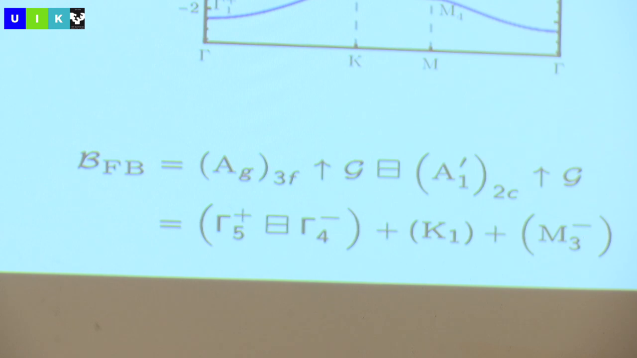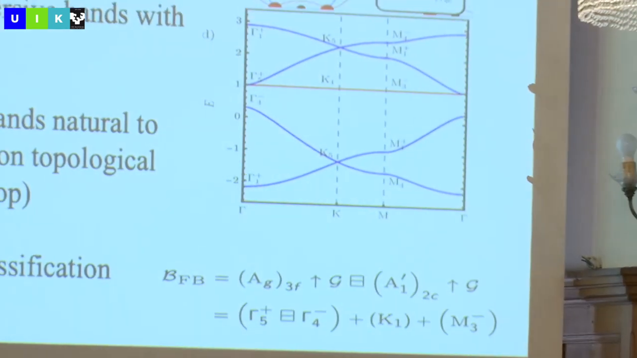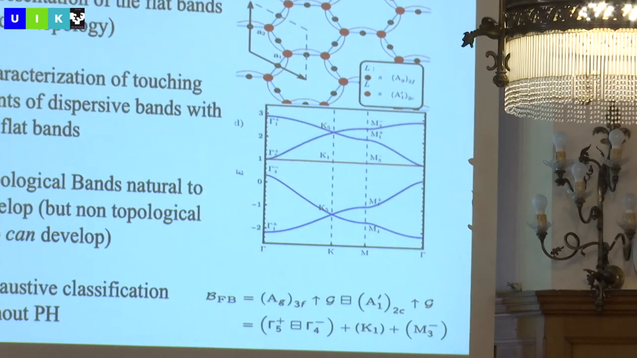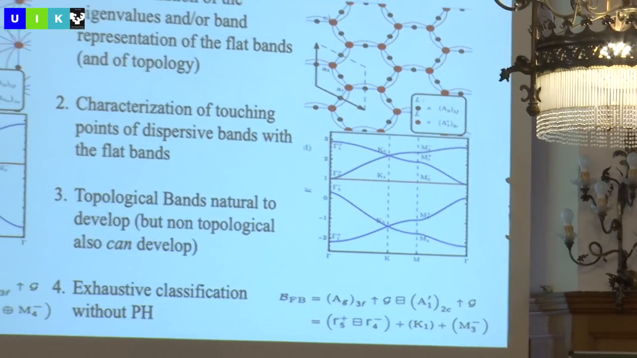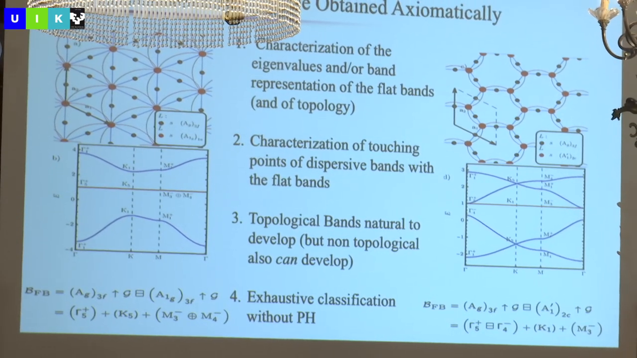At the K point, you find a K1 representation. At the M point, you find an M3. But at the gamma point, you cannot take the difference because this guy has a gamma 5 representation, okay? And this guy has a gamma 4 representation. So there's no way to take the difference. So that means the band has a touching point. Does that make sense? So then you've classified the touching points also. So by this procedure, you know if there's a touching point or not.